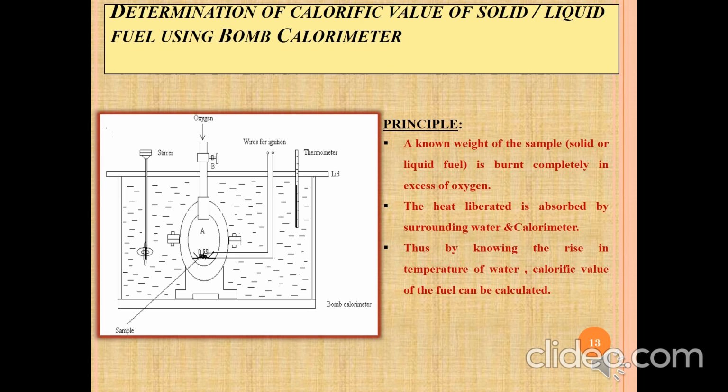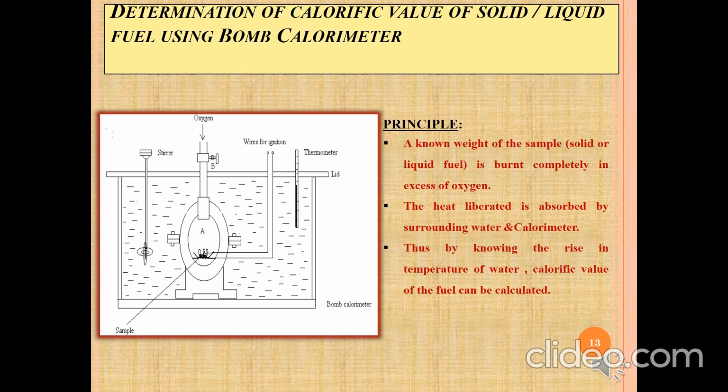Next, the thermometer is also placed inside the bomb calorimeter to note down the initial temperature of the water, and after completion of the reaction the final temperature can be noted down with the help of the thermometer. An electrical stirrer is also fixed inside the bomb calorimeter, which ensures the heat released during the reaction is uniformly distributed throughout the water.